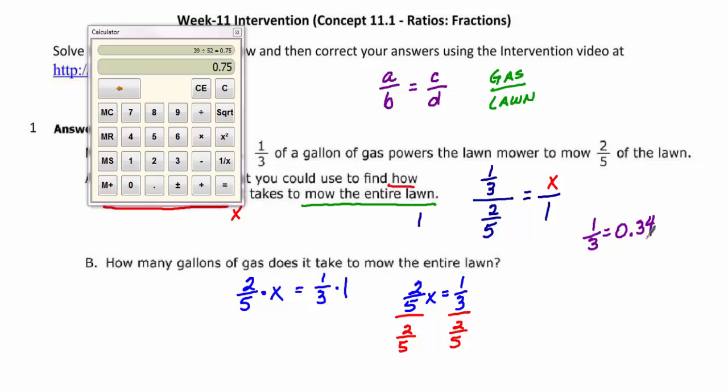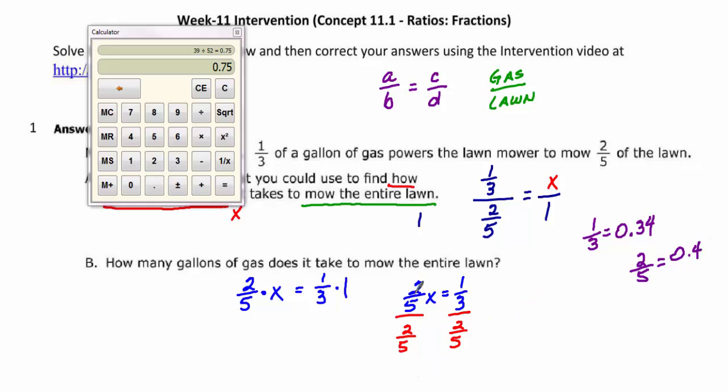I accepted a range of answers on this because as soon as you start using 1/3, which is a decimal that repeats, or it's a repeating decimal, not irrational, you start losing a little bit of accuracy. So I'm going to use 0.34. And for 2/5, 2 divided by 5, that's 4/10, that's 0.4.